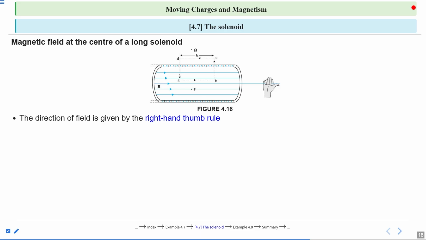If you are seeing this solenoid from the other end, now you can see current is going outwards from the upper section and going inwards in the lower section. So curl your fingers from that end. Now you will see that the magnetic field direction is towards the solenoid. That is, magnetic field lines are entering from this end and leaving from this end.